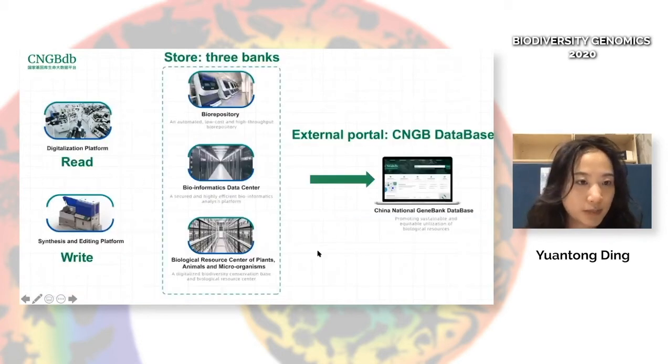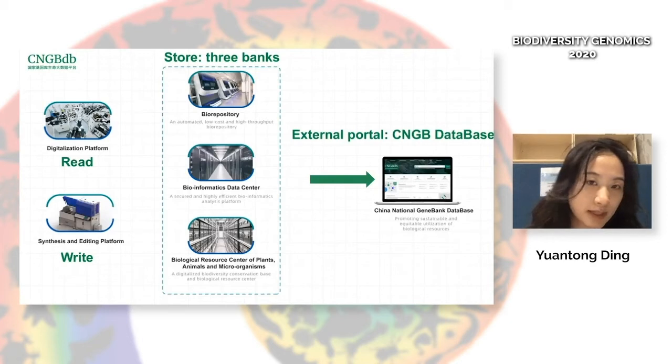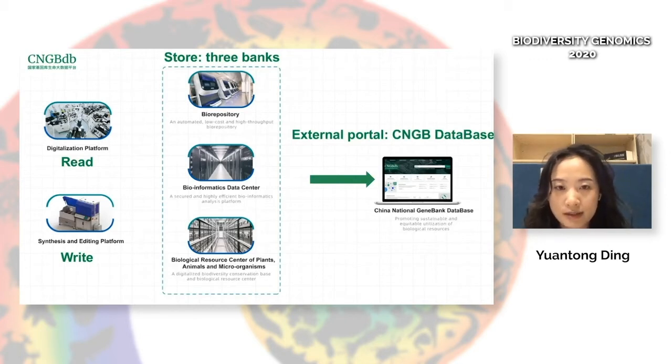The China National Gene Bank is composed of 2 platforms and 3 banks. The 2 platforms are the digitalization platform and the synthesis and editing platform. Those 2 platforms are used to read and write biological information, especially DNA sequences. And the 3 banks are for the storage of biological samples, living organisms, and bioinformatics data. And the CNGB database serves as the external portal for all the resources that we have at China National Gene Bank.